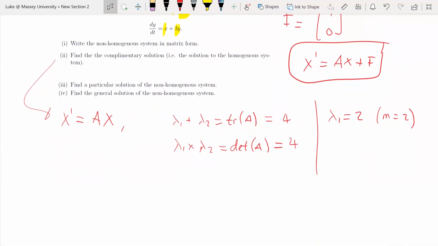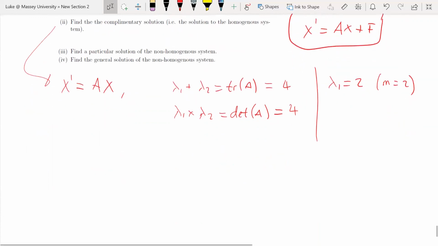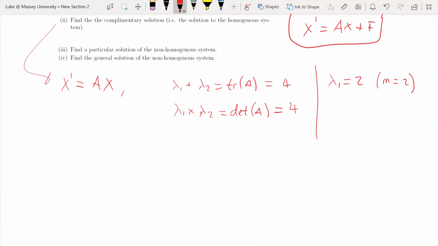Because two numbers that add to 4 and also multiply to 4 have to be 2 times 2 and 2 plus 2. Okay, so here I've got an eigenvalue which is repeated, multiplicity 2, so I need to find the associated eigenvector here. So A minus 2I on the diagonal, so (A minus 2I) times K equals 0.